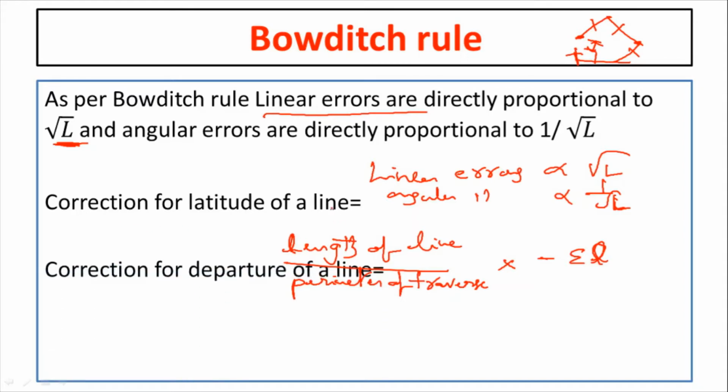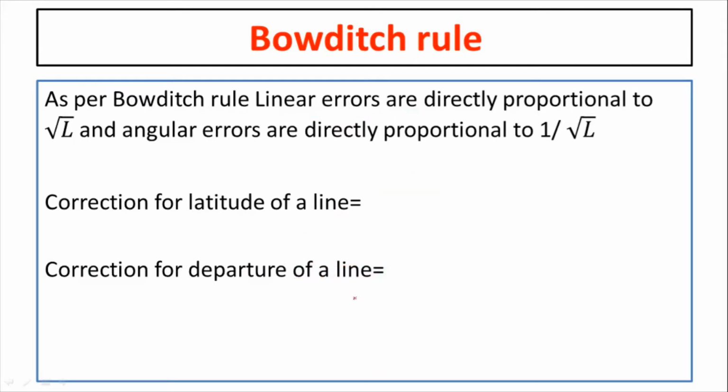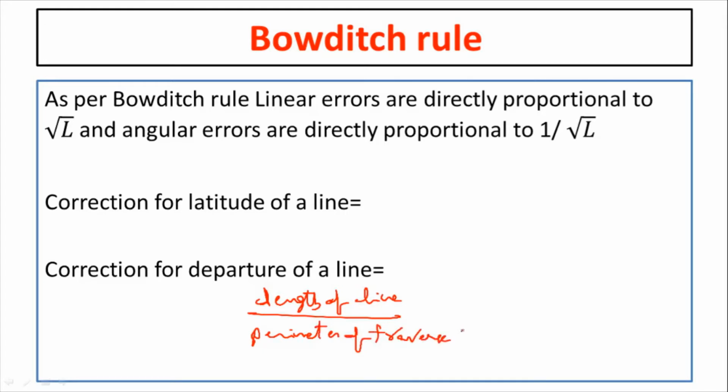Similarly, the correction for departure of the line is again length of the line divided by perimeter of traverse into minus sigma D. Like this we will calculate the correction for departure of each line. So if 5 lines are there, for each line you have to determine the correction, and that correction you have to apply to the latitude or departure of the line. So this is the Bowditch rule.